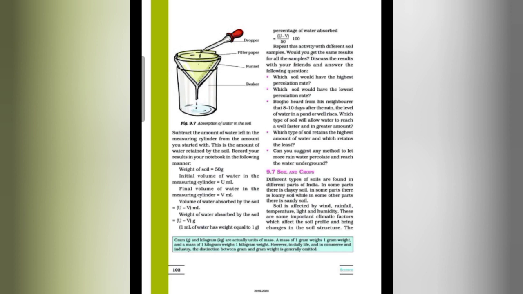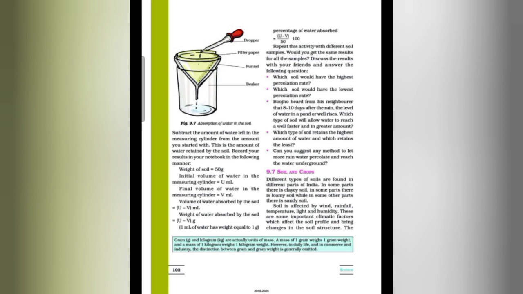Now check the volume of water collected in the cylinder, and you have to observe that water starts dripping from the funnel and gets collected in the cylinder. The maximum water collects in the measuring cylinder with the funnel containing the soil. Then you can calculate the percentage of water absorbed by the soil. So how do we have to calculate?